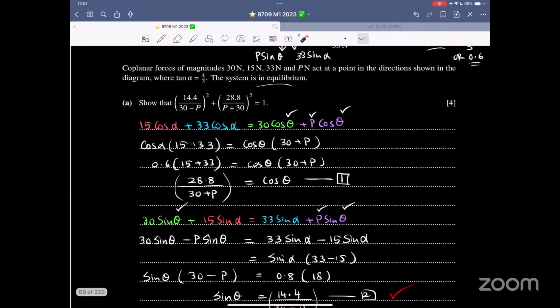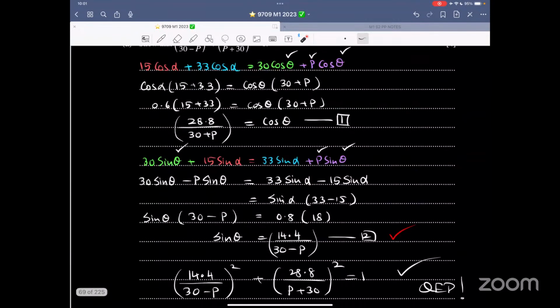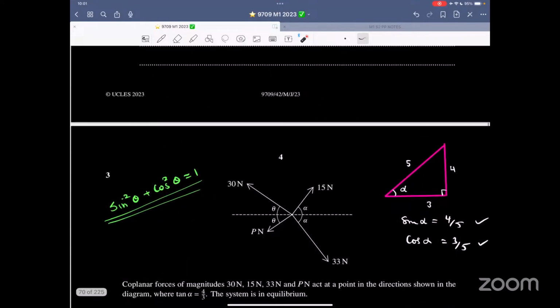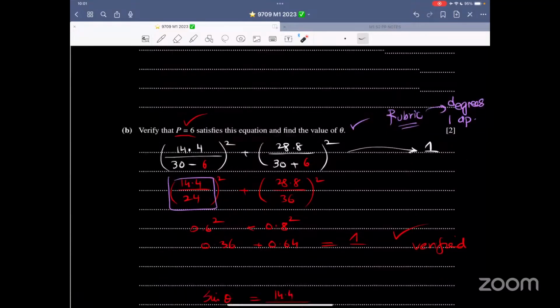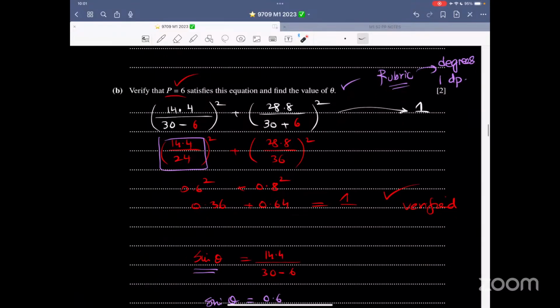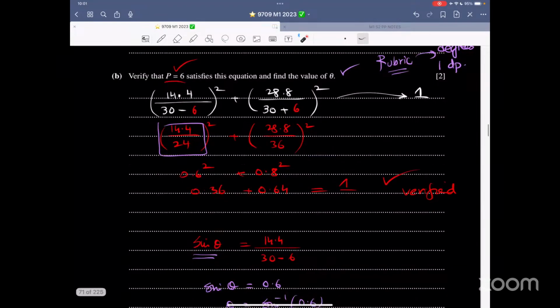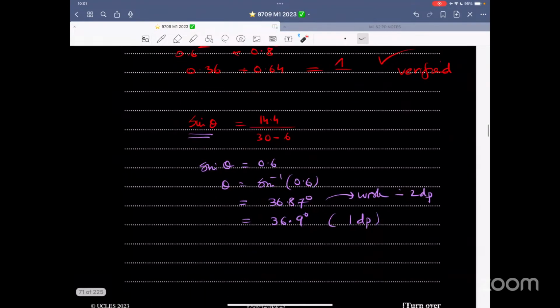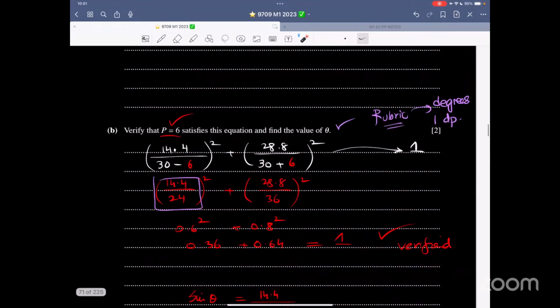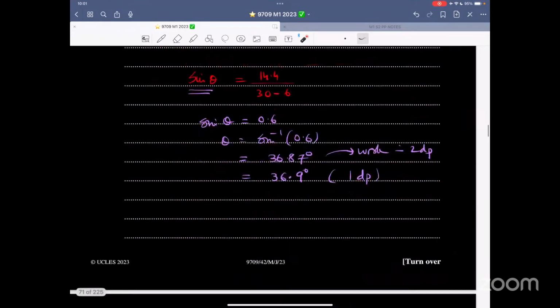So I hope you like the question. A very conceptual question. And then over here, we plug in the value and we evaluate. We first verify, and sine theta is this thing. Work in 2 decimal places, final answer 1 decimal place. So that is the kind of question we have done over here.